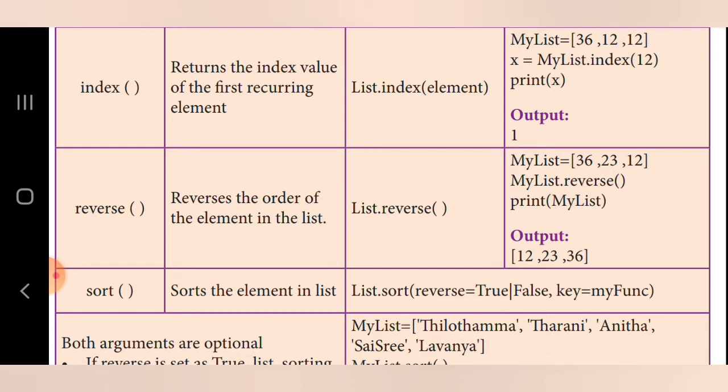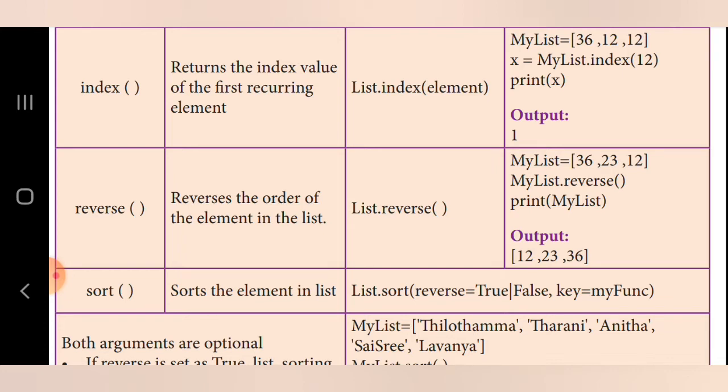Now you can see the sort function. The next function is the sort function. This function is used to arrange the elements in either ascending or descending order. If you want to arrange the elements in ascending or descending order, then we can use the sort function. In this function, two parameters are used. Now you can see the syntax: list.sort(reverse=True or False, key=myfunction).